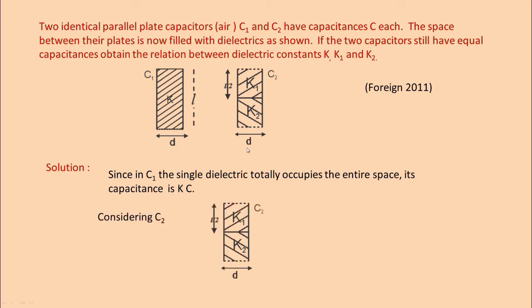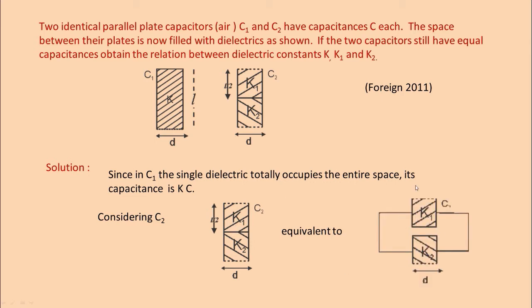Now consider C2. This is L by 2, this is L by 2. Dielectric constant K1, dielectric constant K2. This capacitor is called C2. So considering C2, this diagram, it is as if the two capacitors are now in parallel. See, this is the equivalent diagram. K1 with L by 2, K2 with L by 2. D is same for both. Okay, it is as if they are connected in parallel. So you find the effective capacitance for this combination.